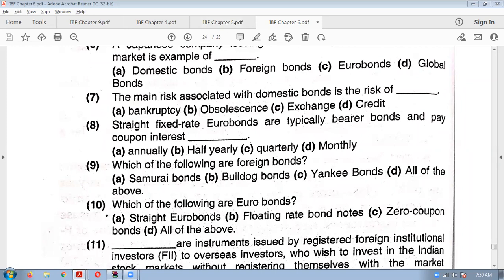The main risk associated with a domestic bond is the risk of bankruptcy. Last class we have seen that the main risk associated with a domestic bond is bankruptcy, that the amount may not be repaid back.